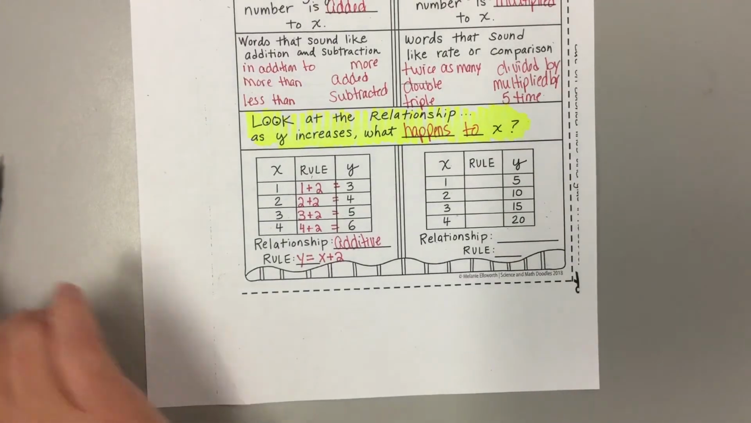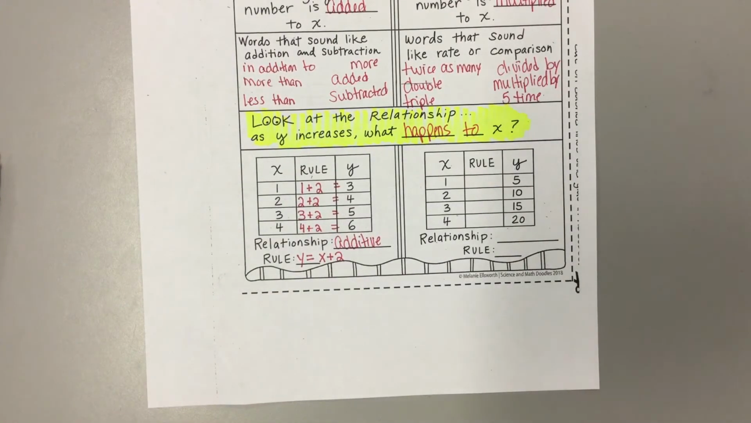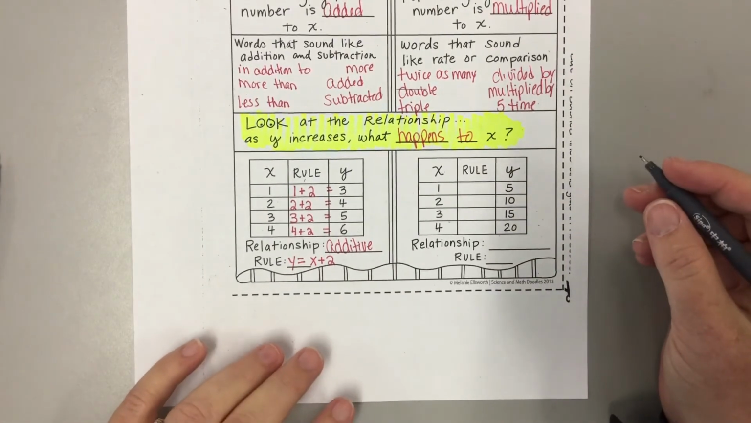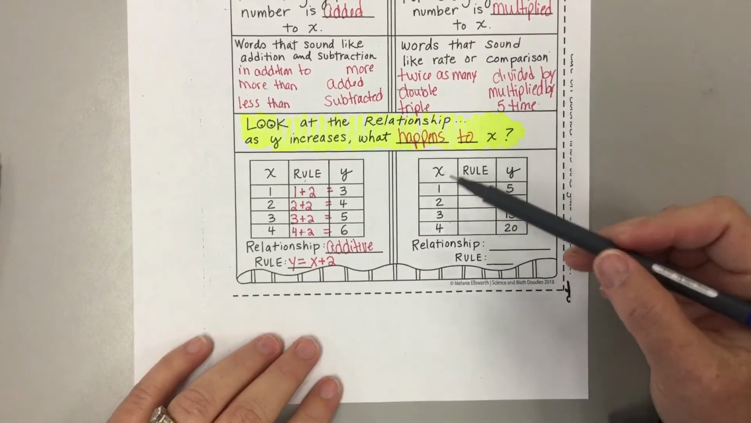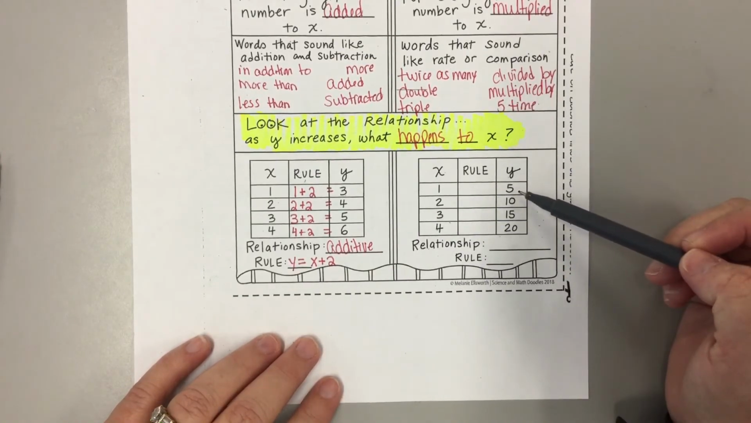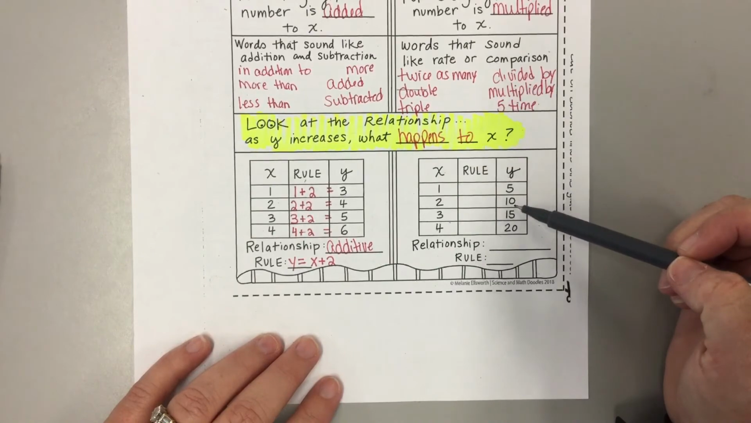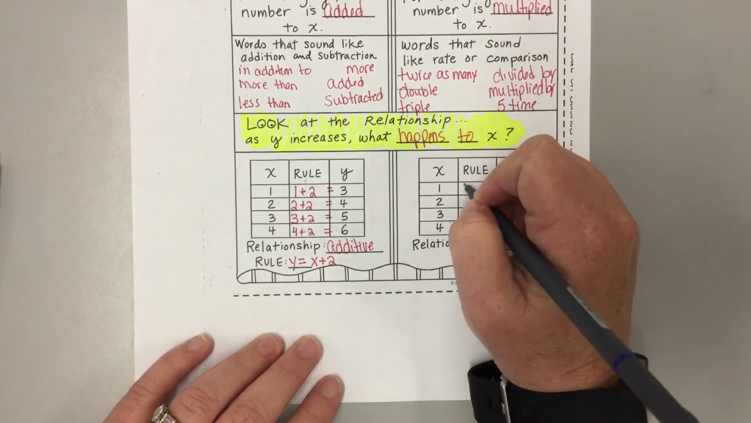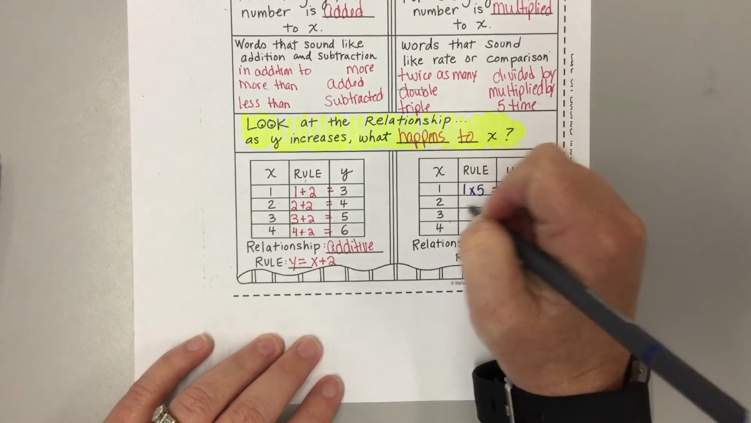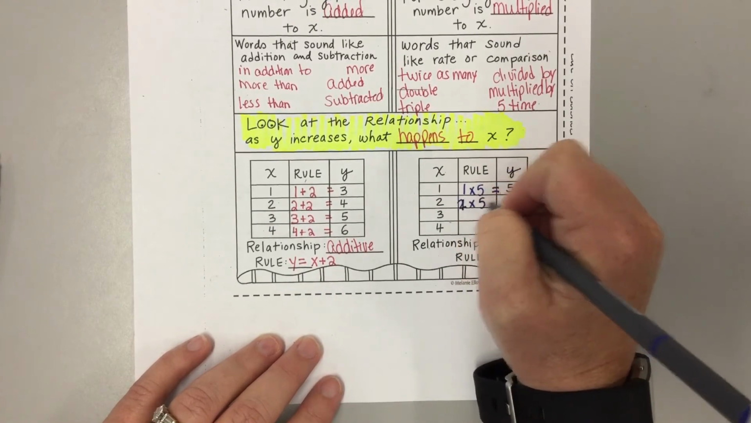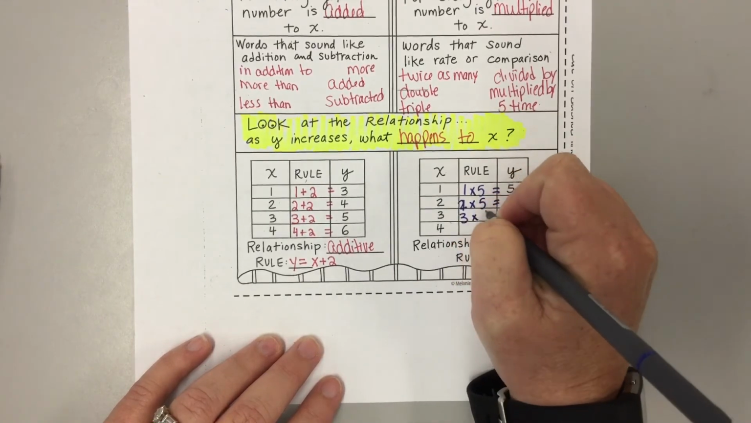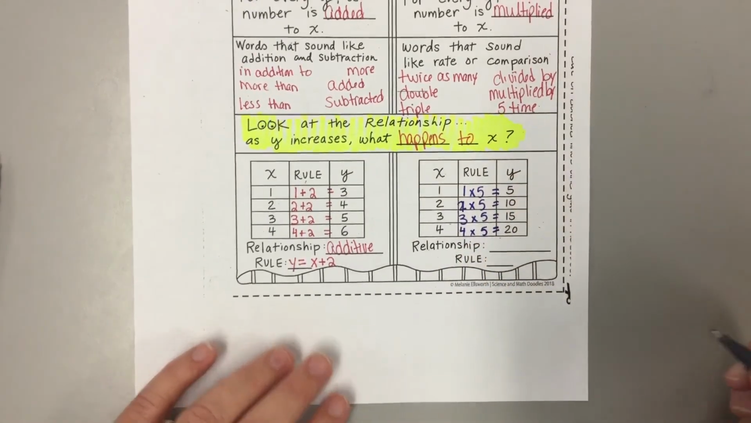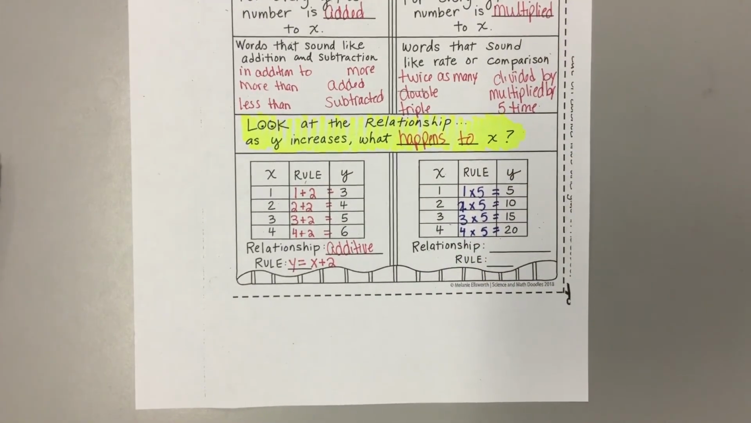Let's look over here at our other example. What is being done to x to get to y? I'm multiplying by 5. Let's see. 1 times 5, does it give me 5? 2 times 5, does it give me 10? 3 times 5, does it give me 15? That looks like it's a pretty good rule, right? Very good. So what is my relationship?